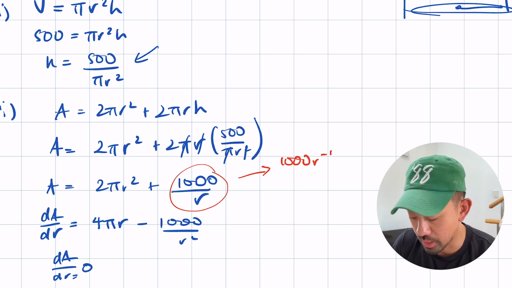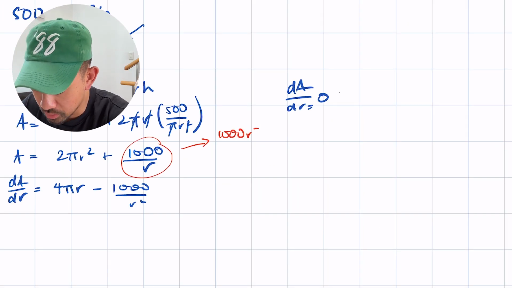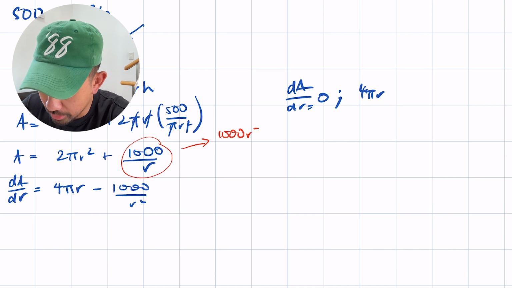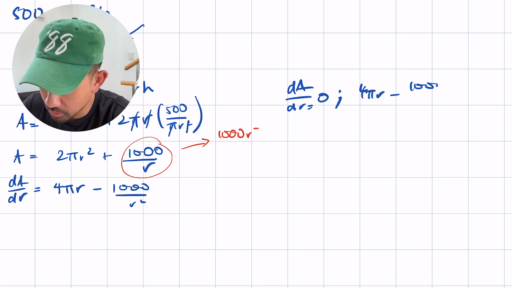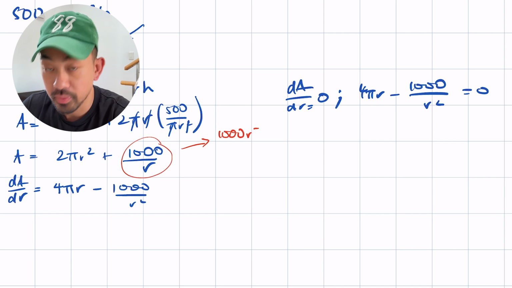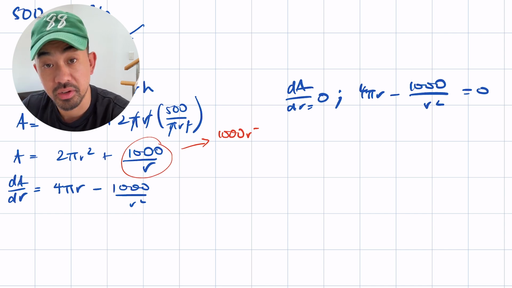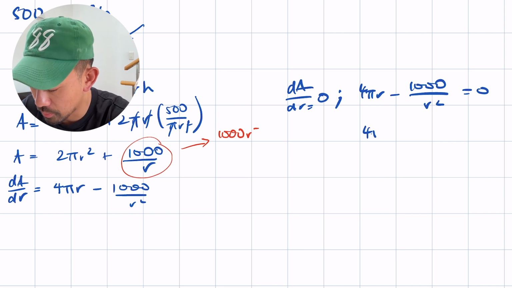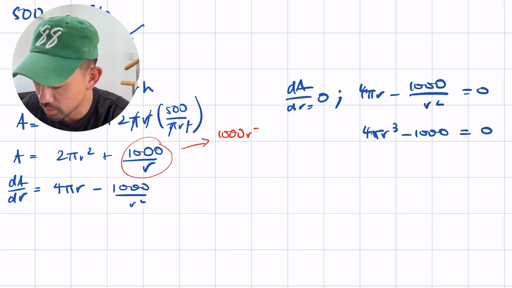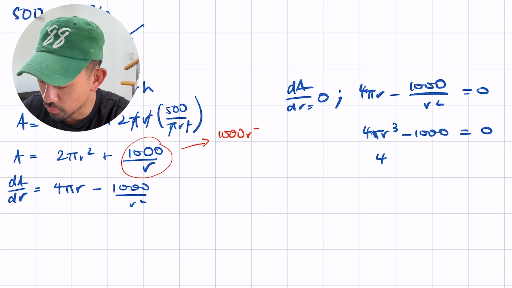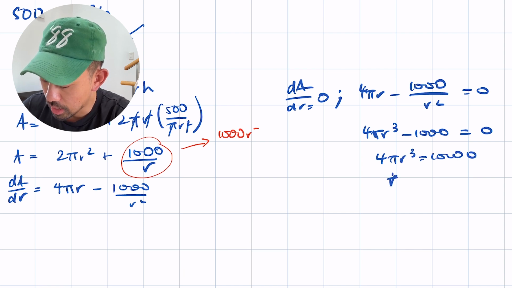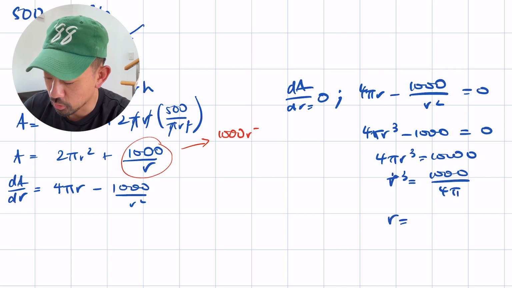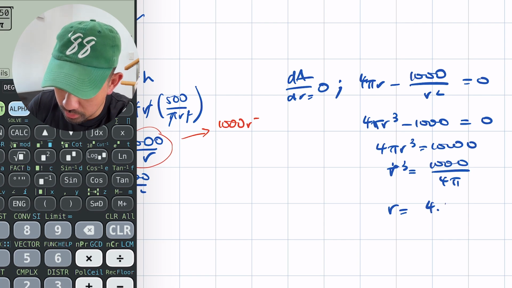So let me just make up more space here. Okay, so when dA over dr equals 0, we're solving for what we just found: 4 pi r minus 1,000 over r squared equals 0. Now at this point we can times everything through by r squared, so 4 pi r cubed minus 1,000 is equal to 0. Move the 1,000 to the other side, so 4 pi r cubed is equal to 1,000. r cubed is equal to 1,000 over 4 pi. So r should be 4.031.